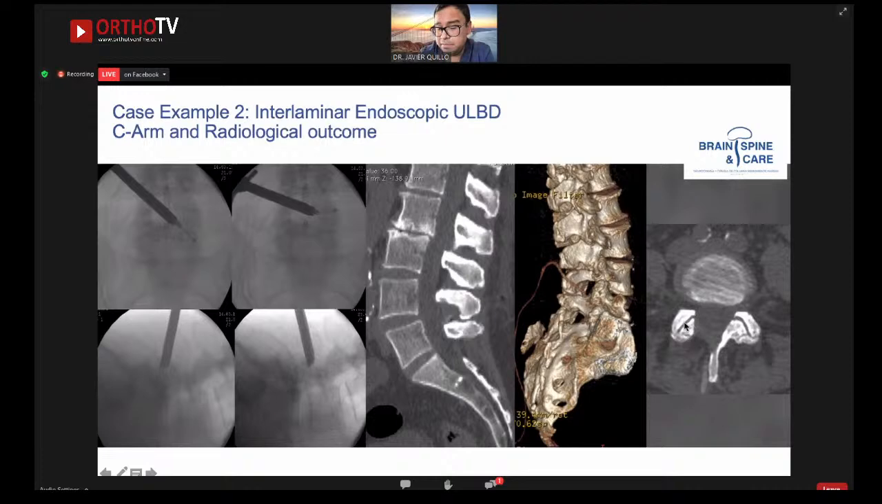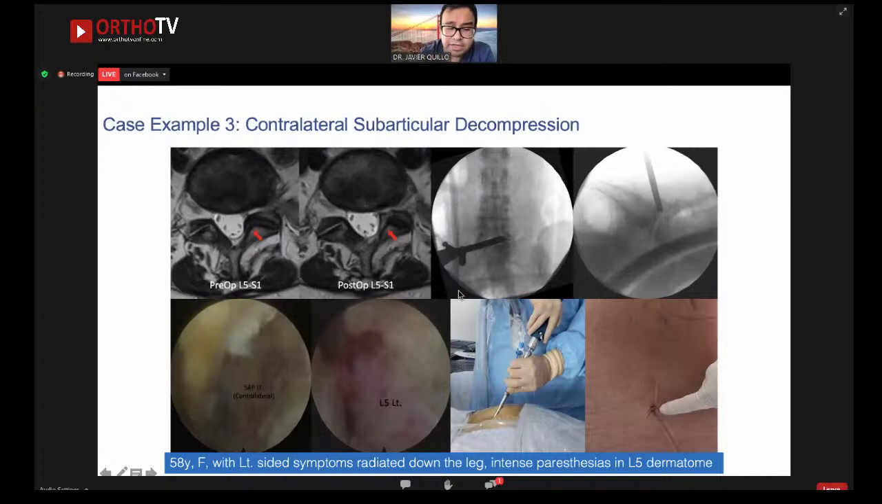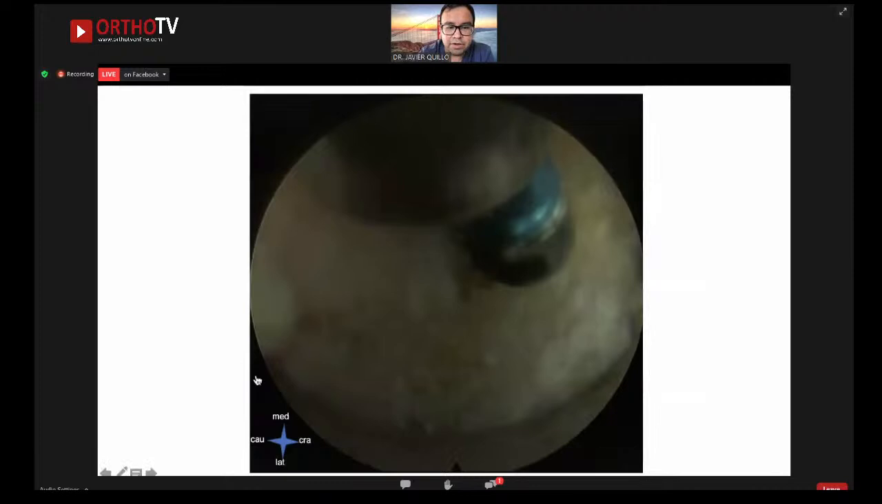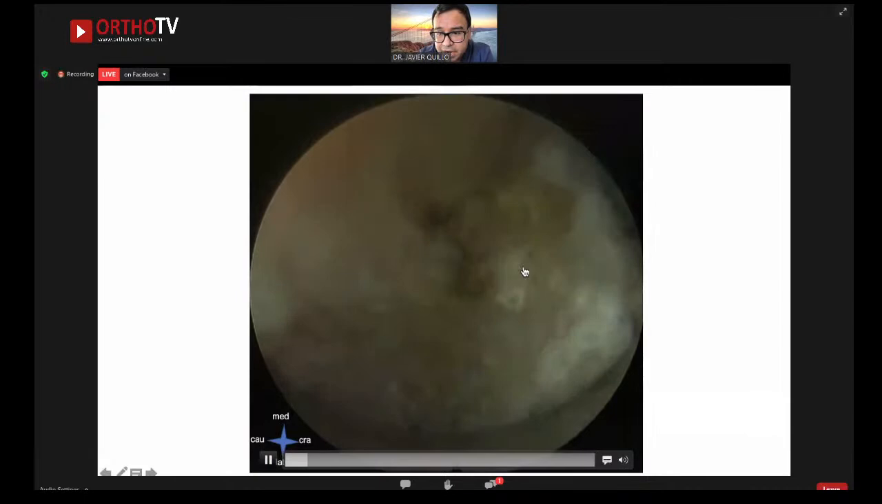This is another example in a 58-year-old female with left-sided symptoms radiating down the leg. The patient had intense paresthesias in the L5 dermatome. In the preoperative MRI, you can see the severe subarticular stenosis on the left side, compressing the L5 nerve root and compressing the S1 in part. But in this case we performed a contralateral sublaminar approach, CKS or contralateral keyhole interlaminar decompression. This is the intraoperative video. So you can observe here the base of the spinous process.